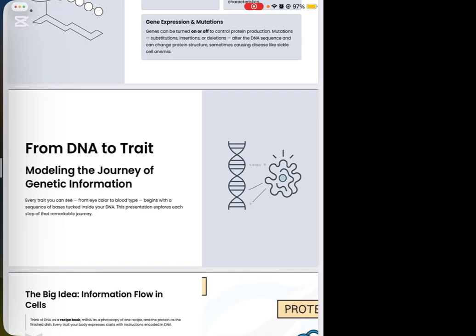Structure of DNA. DNA is a double helix made of nucleotides. It contains 4 bases: adenine, thymine, cytosine, and guanine. These bases pair specifically where A pairs with T and C pairs with G. The structure allows DNA to store genetic information. Requirements covered: structure of DNA.